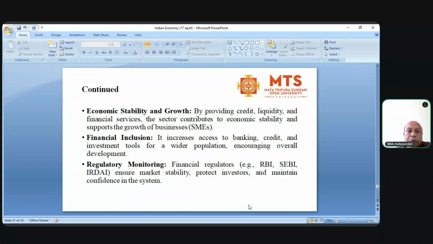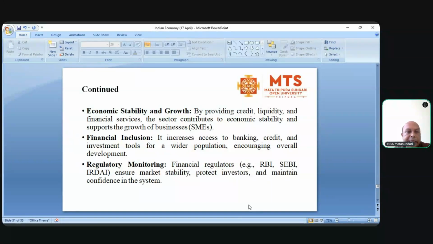The financial sector is also useful for the economic stability of any country, and it is helpful for increasing the growth of industries like small scale, medium scale, and large scale industries. They also collect funds from various banks and financial institutions. So the financial sector is also helpful for the growth of the agricultural sector and the service and industrial sectors.